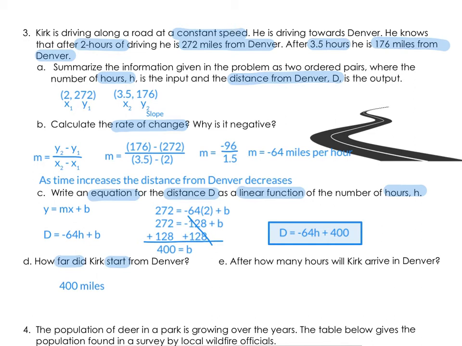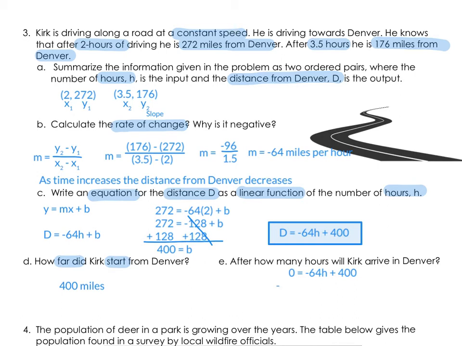After how many hours will Kirk arrive in Denver? So that means that he's 0 miles left to go. So that would be in place of the d. So 0 equals negative 64h, and then we just solve for our h.